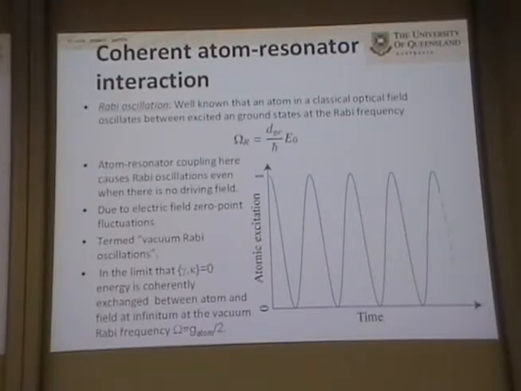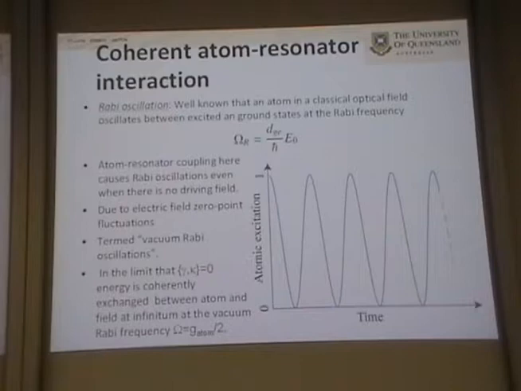So if you have strong coupling, if I have a coupling rate far, far exceeding any of the dissipative rates, and I put a single photon into my cavity, that photon is going to start cycling back and forth between the atom and cavity, and the atom and cavity, and back and forth at the Rabi frequency. So this is what you'd see for the atomic excitation, for example.